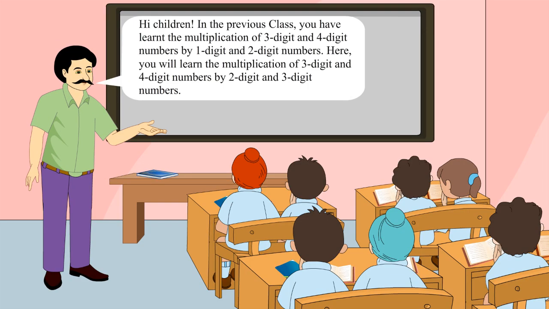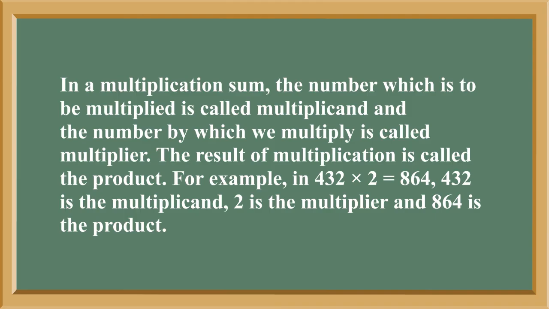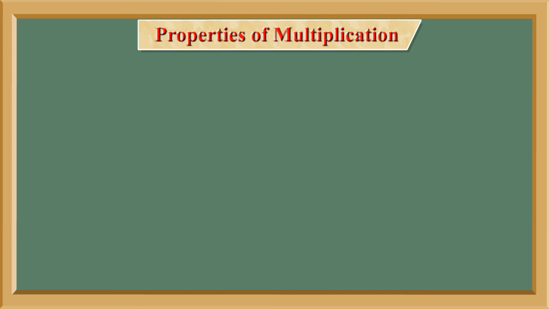In the previous class you have learned the multiplication of 3-digit and 4-digit numbers by 1-digit and 2-digit numbers. Here you will learn the multiplication of 3-digit and 4-digit numbers by 2-digit and 3-digit numbers. In a multiplication sum, the number which is to be multiplied is called multiplicand, and the number by which we multiply is called multiplier. The result of multiplication is called the product. For example, in 432 multiplied by 2, which is 864, 432 is the multiplicand, 2 is the multiplier, and 864 is the product. Properties of multiplication.